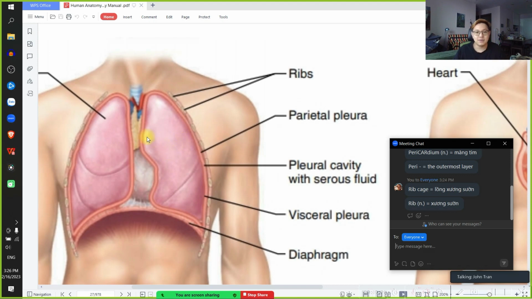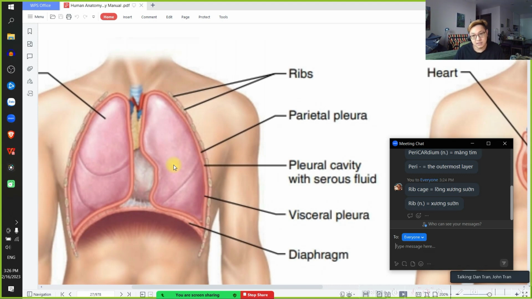So basically I was explaining that the outermost layer of the lung is the parietal pleura. The inner layer of the lung is called visceral pleura. And in between those two layers is serous fluid, or basically a watery environment in between the two layers.